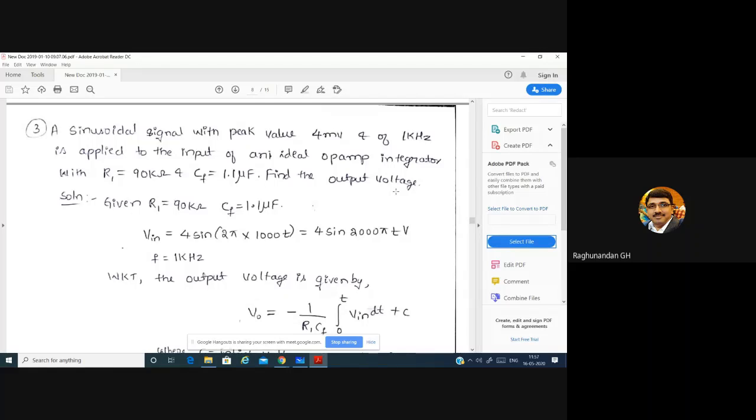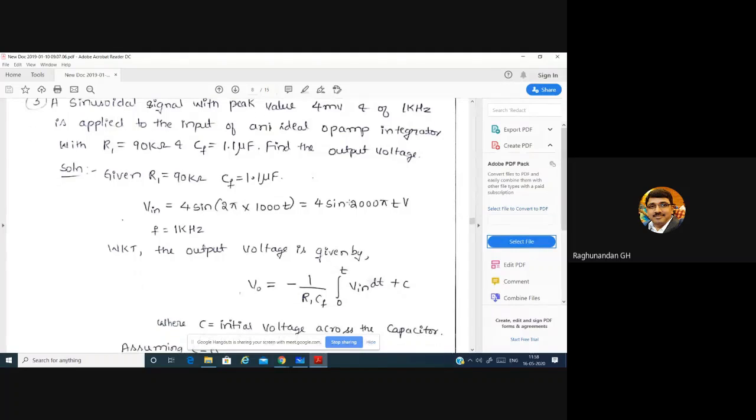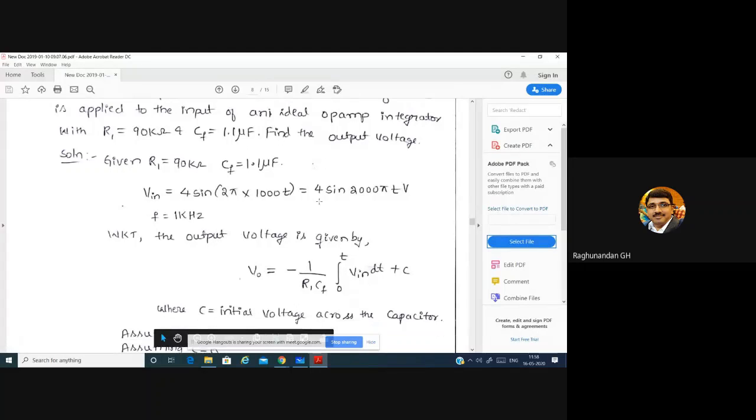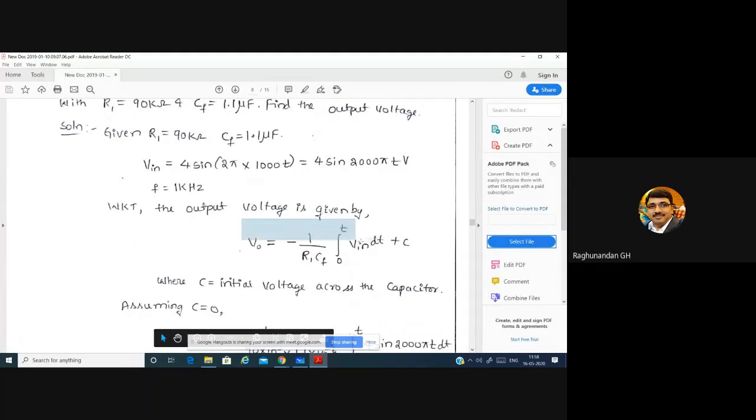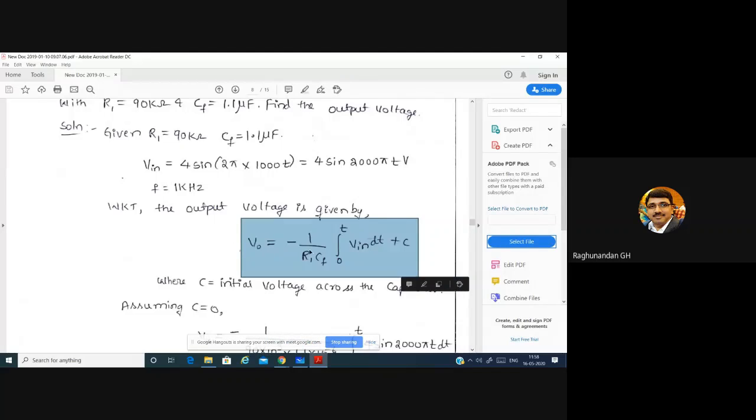So this is what the question is. The output voltage is asked in this question. First we have to know the equation with respect to the integrator. The equation for the integrator is V0 is equal to minus 1 by RC integration from 0 to t of V in dt plus C. C is the constant value.